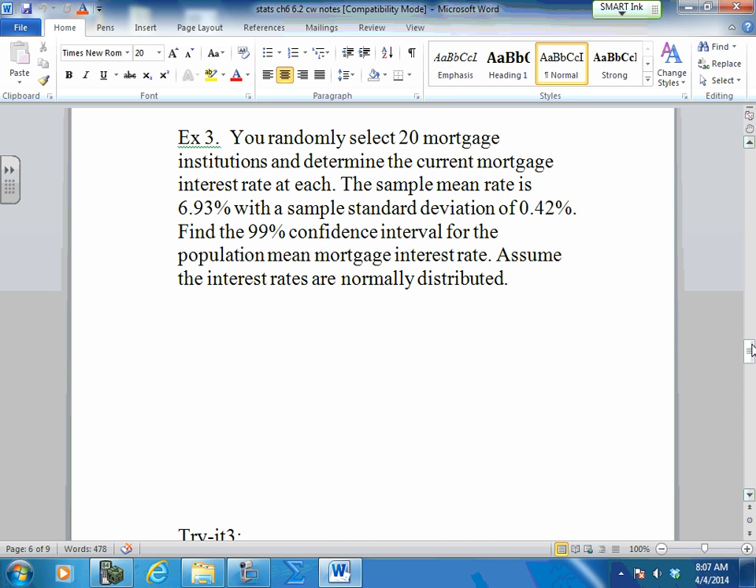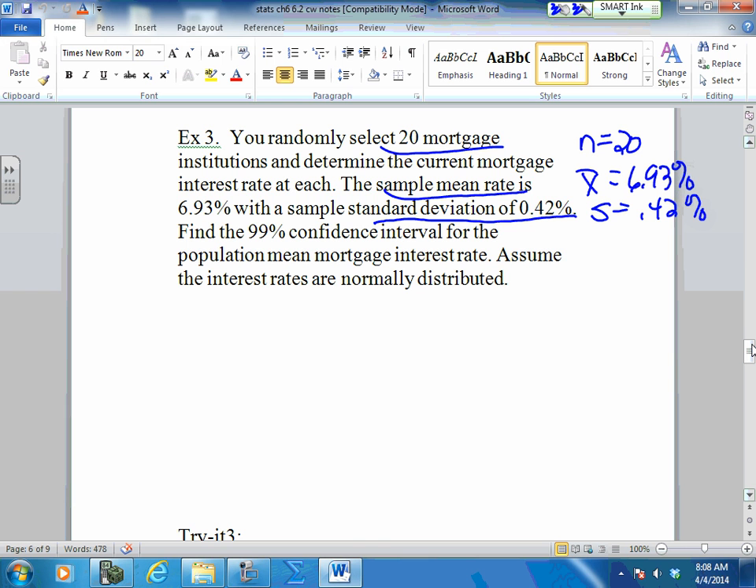All right. Number 3. You randomly select 20 mortgage institutions. There's your N. And you determine the current interest rate. The sample mean, X bar. Leave it as a percent. SX, the sample standard deviation. Find a 99% confidence interval.